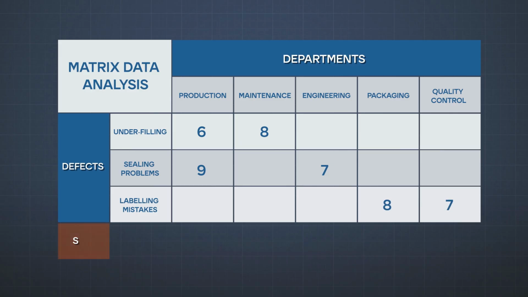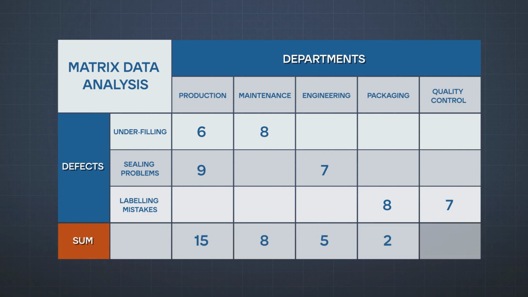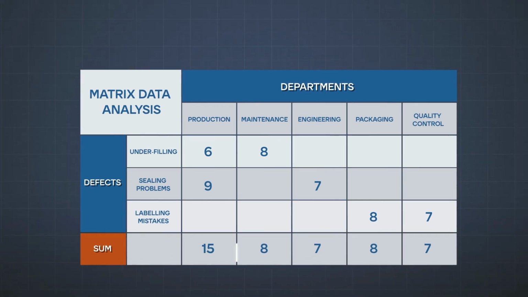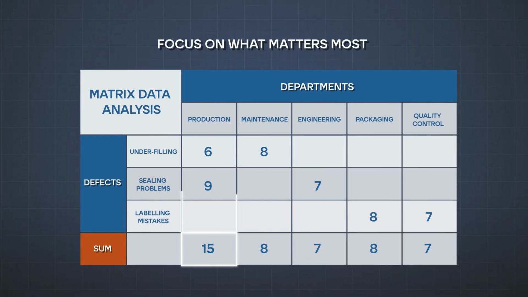Now, when we add these weights into the matrix, we can prioritize. Instead of chasing every connection, we focus on the heaviest hitters first. It's basically a way to move from everything is connected to here's what really matters most.